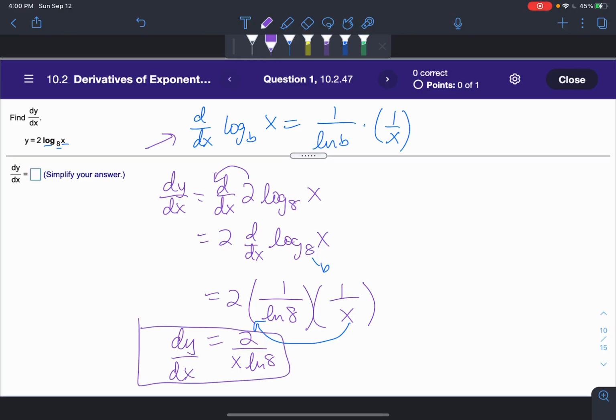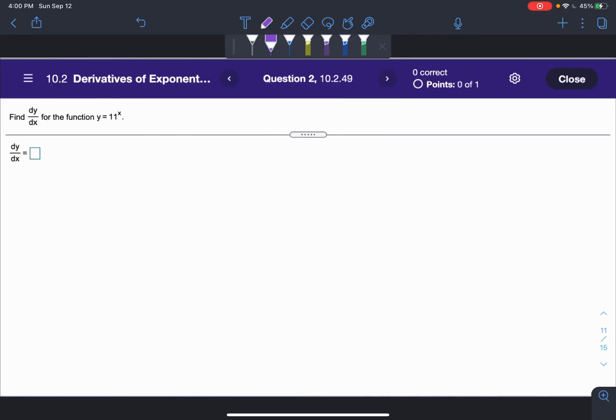Okay. Now for here we have 11 raised to x. So you may have never seen this before, but that's okay. We were also given this derivative where we have some base b raised to a variable x is equal to b, the base raised to x, times the natural log of b. Now, b is a constant, right? It's not a variable.